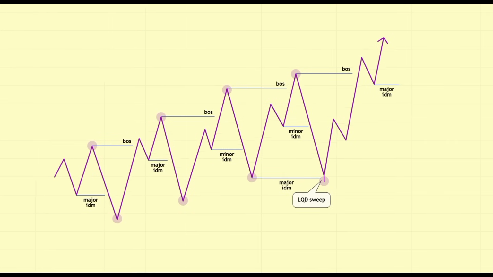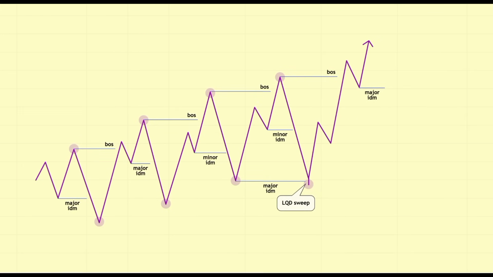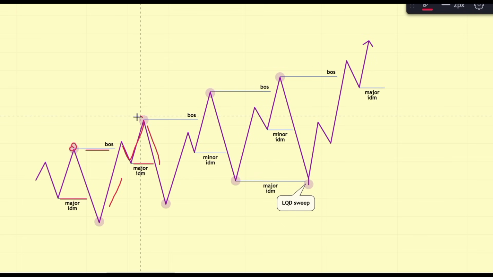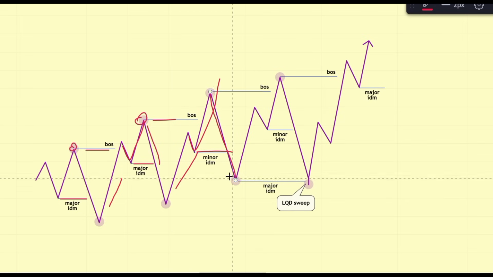But now the most important thing that you need to know is this one here. Alright, so in this structure, this is just a simple diagrammatic representation. You can clearly see price took out the major inducement, confirmed this one here to be a swing point. Then price reversed, made a valid break of structure, formed a major inducement here. Price reversed, took it out, confirmed a swing point. Again, reversed, broke the structure to the upside, created a minor inducement. You can see price reversed, took it out, confirmed this one here as a swing point.